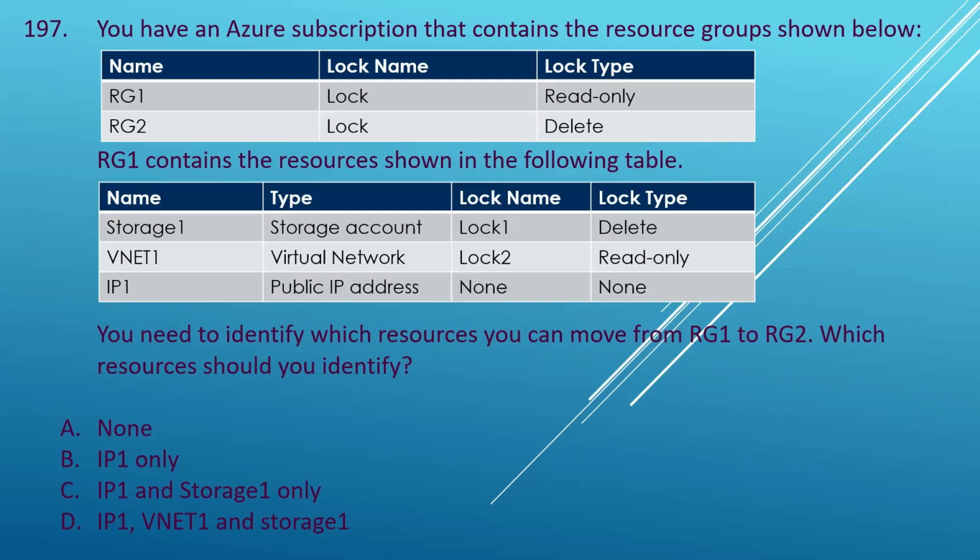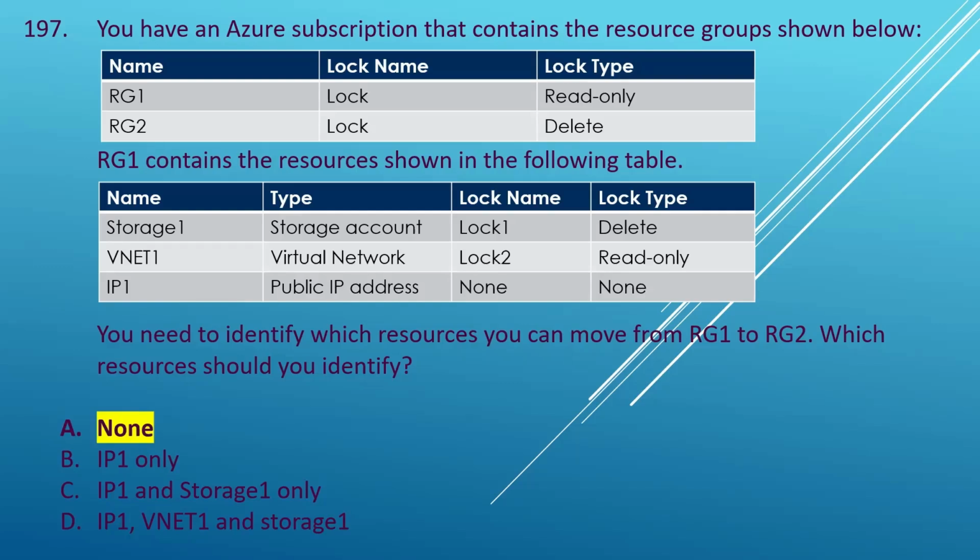Now the question is, you need to identify which resources you can move from RG1 to RG2. Which resources should you identify? Your options are none, IP1 only, IP1 and Storage1 only, IP1, VNet1 and Storage1. Folks, you can see there is a lock applied at the resource group level for RG1 and you are trying to move resources from RG1 to RG2, and RG1 has a read-only lock applied. So a read-only lock on a resource group prevents you from moving existing resources in or out of the resource group. Therefore, you won't be able to move anything from RG1 to RG2.